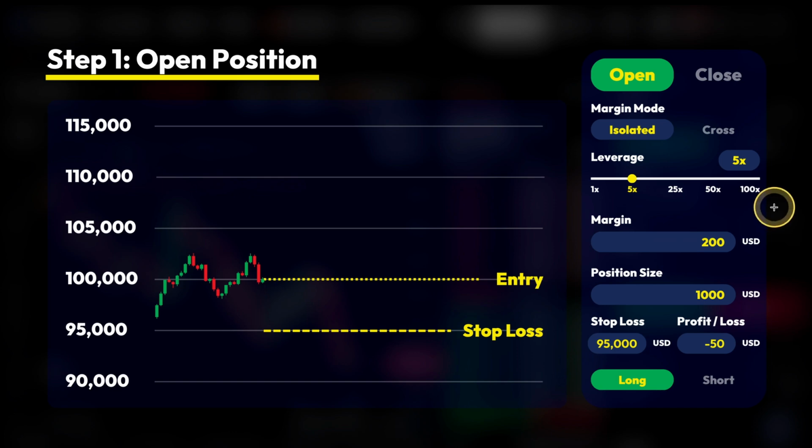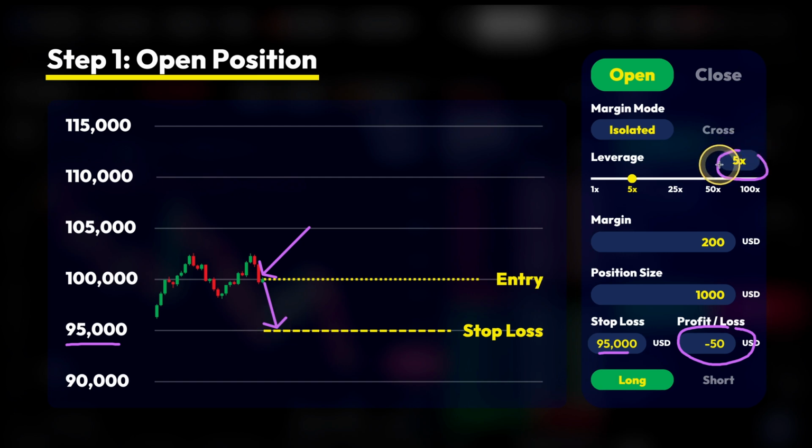So I've made this example calculation. We want to place our stop loss at a maximum loss of $50 at a current price of $100,000. This would mean if we want to place our stop loss at a 5% drawdown, the stop loss would be at $95,000 right here, where we would make a $50 loss.